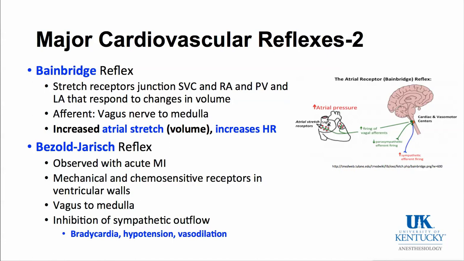And this atrial receptor or Bainbridge reflex is a response in heart rate to volume changes in the atria, the classic Bainbridge reflex. As opposed to the Bezold-Jarisch reflex, which may be observed with acute MI and chemosensitive receptors present in the ventricular walls, results in vagal stimulation, inhibition of sympathetic outflow with bradycardia, hypotension, and vasodilation occurring.